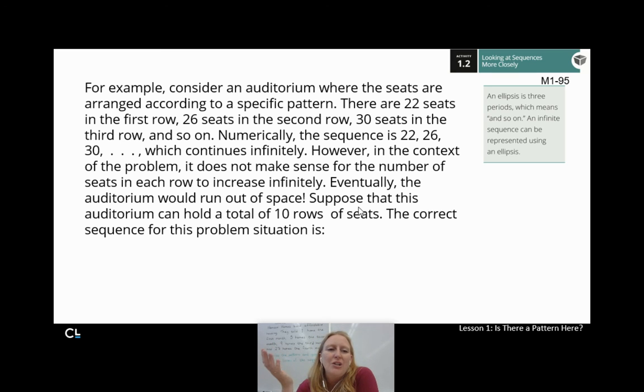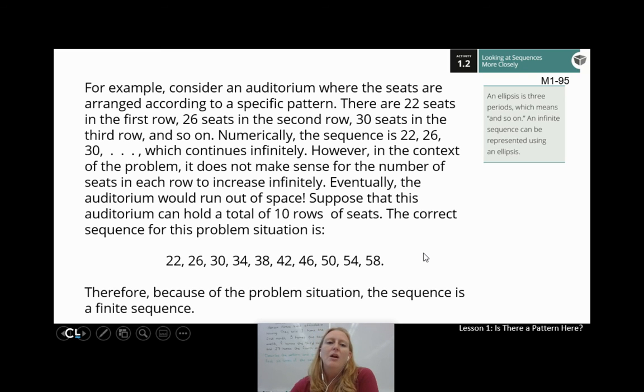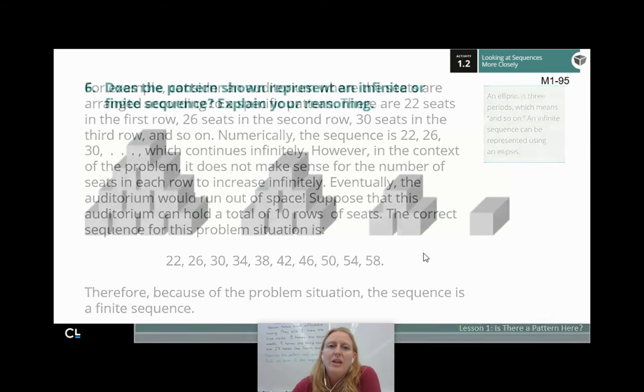So suppose that this auditorium can hold a total of 10 rows of seats. Well, then the correct sequence for this problem situation is 22, 26, 30, 34, 38. Again, we're adding on 4 each time. Miss Scott can't count. 42, 46, 50, 54, and 58. But therefore, because of the problem situation, the sequence is a finite sequence. Yeah, we could count by 4s forever, but the auditorium is not forever big. At some point, it's going to run out of space. So we would say it's a finite sequence.